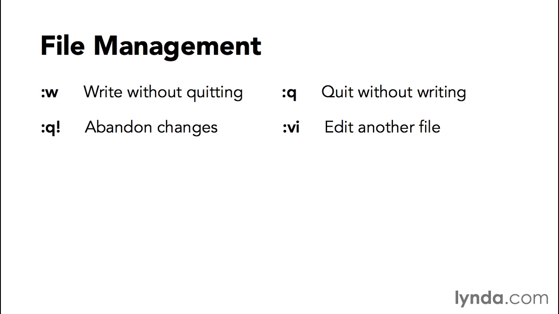While you're in command mode, you can type :vi and then another file name in order to edit a different file. This closes the file that you were editing, so if there were any changes, it'll warn you about it. You can either write the file or use :vi exclamation point and another file name to edit a different file.